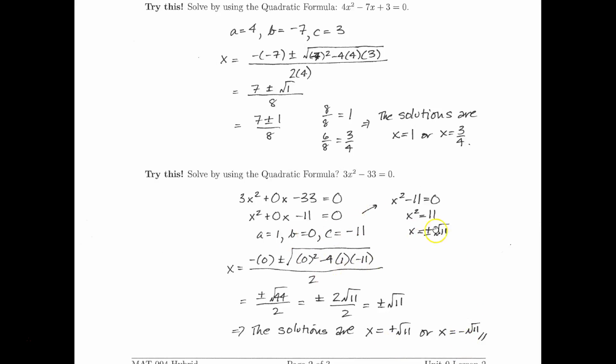So here we're just seeing that there are many ways to solve these equations now that we're building kind of a toolbox to do these, but the quadratic formula is something that will always work.